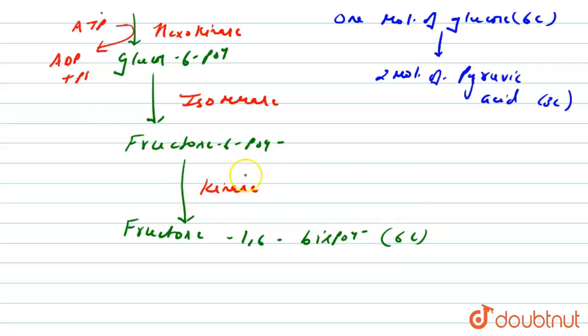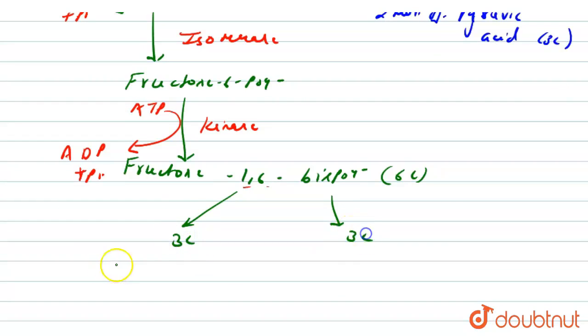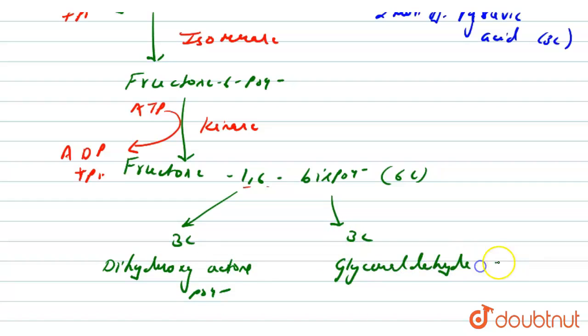So here a phosphate group is again required at the first and 6th carbon. So again ATP will be utilized, broken down into ADP plus inorganic phosphate, right? So this fructose 1,6-bisphosphate gets split into 2 molecules of 3-carbon compound, that is dihydroxyacetone phosphate and glyceraldehyde 3-phosphate, right? So this reaction takes place in the presence of the enzyme aldolase, and these two compounds are interconvertible.